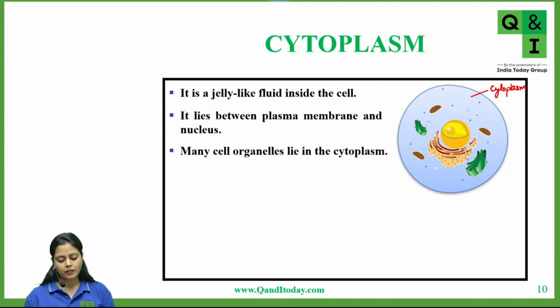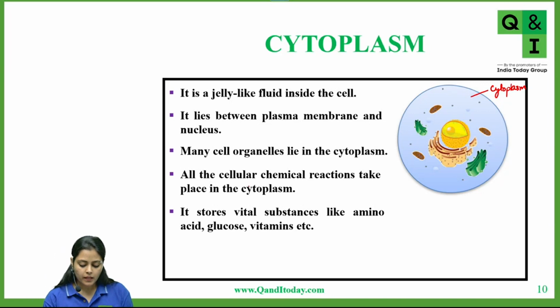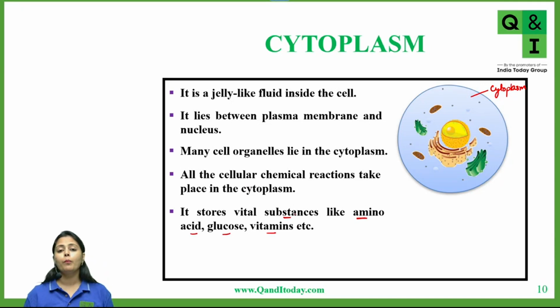Now, the cellular chemical reactions. In a cell, several chemical reactions also take place. Those chemical reactions take place in the cytoplasm. Cytoplasm is the main arena for the cell's metabolic and chemical reactions. Apart from this, cytoplasm stores several substances like amino acids, glucose, vitamins, and the main component of cytoplasm is water. Water is the major component of the cytoplasm.